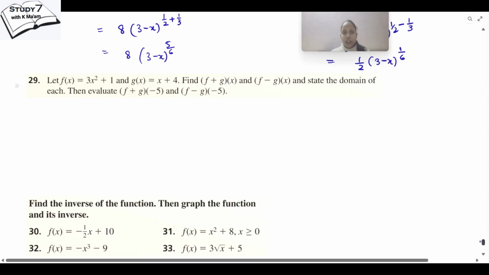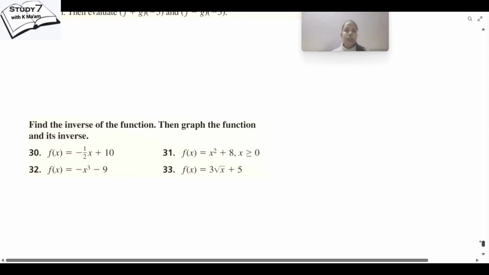f(x) is given, g(x) is given. We have to find f plus g, f minus g, and the domain. f is a polynomial, g is a polynomial. You are just adding them, so no effect on domain. Domain is all real numbers. In the subtraction, domain is again all real. Okay.